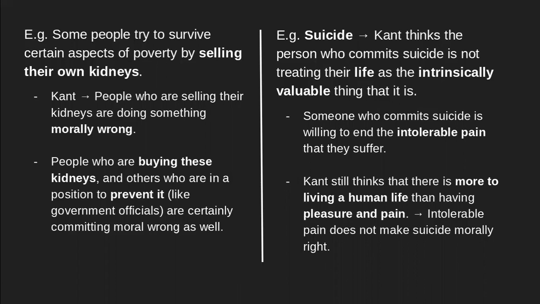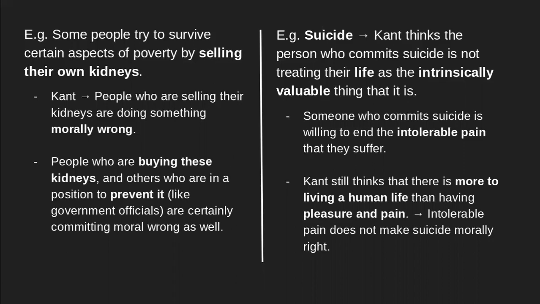Kant's famous example is suicide. Kant thinks the person who commits suicide is not treating their life as the intrinsically valuable thing that it is. So according to Kant, someone who commits suicide is willing to end the intolerable pain that they are suffering. So they are treating their body as a means to end the suffering that they are going through. They are just ending their human life, which has intrinsic value, so that they can get rid of the intolerable pain that they are suffering.